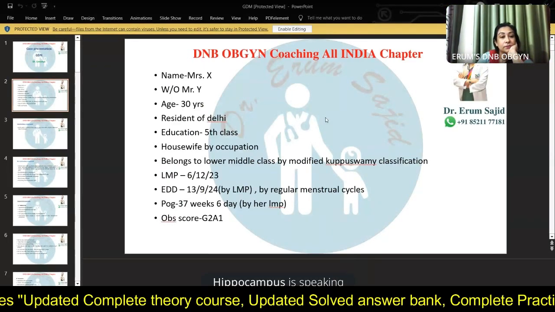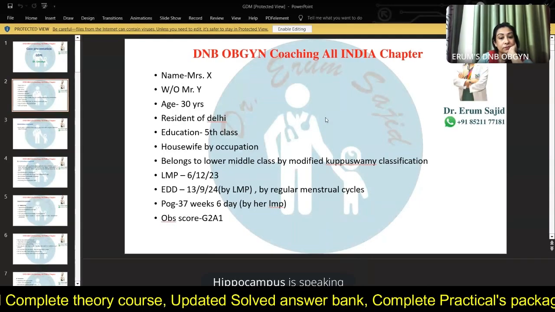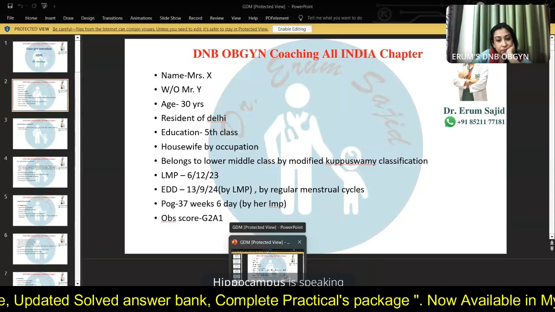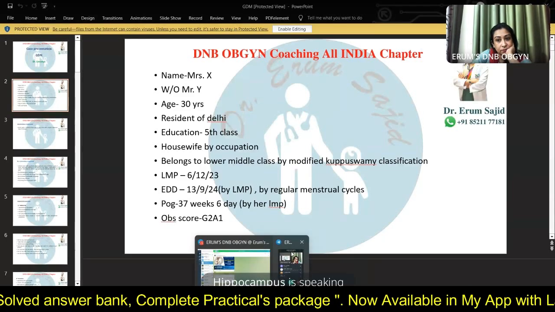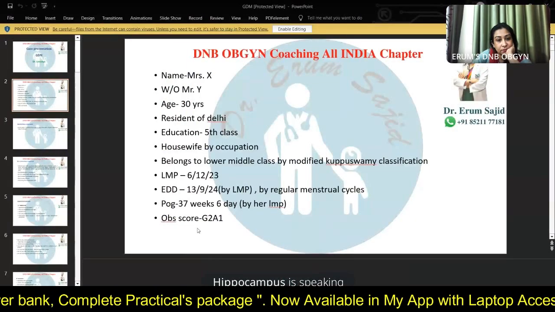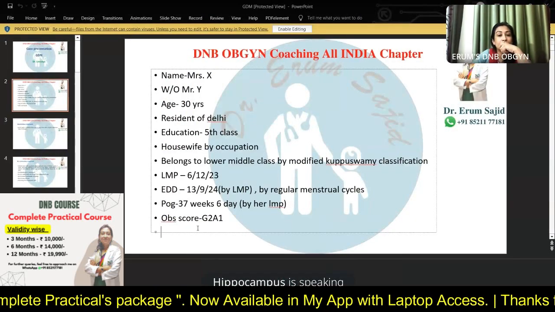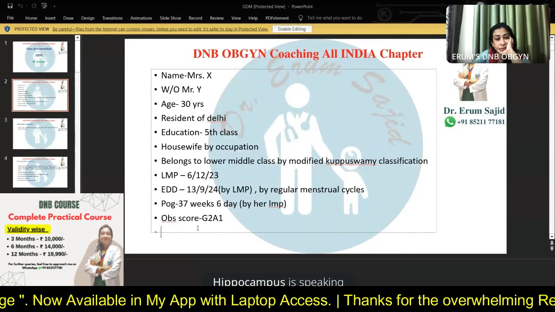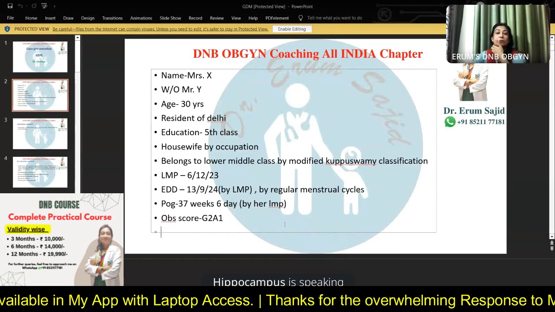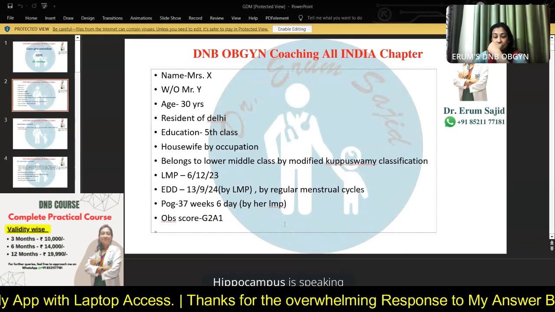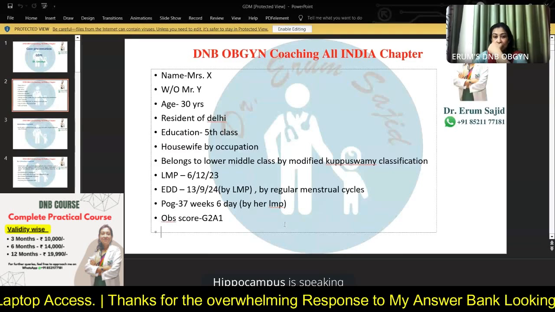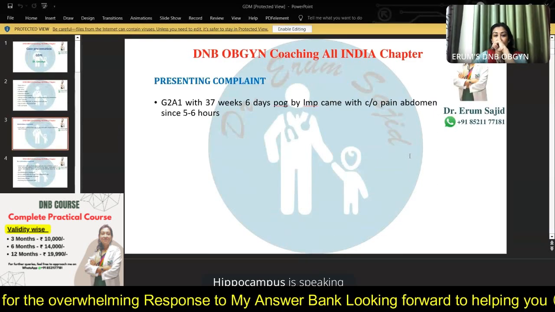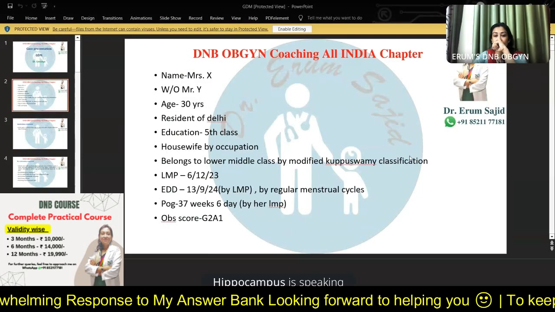So my patient, Mrs. X, wife of Mr. Y, 30 years of age, resident of Delhi, educated till 5th class, housewife by occupation. She belongs to a lower middle class family by modified Kuppuswamy scale, and her LMP, last menstrual period, is 6th of December 2023, and expected date of delivery is 13th of September 2024 by her LMP. She is having regular menstrual cycles, and period of gestation is 37 weeks 6 days, and obstetric score is gravida 2 abortion 1.